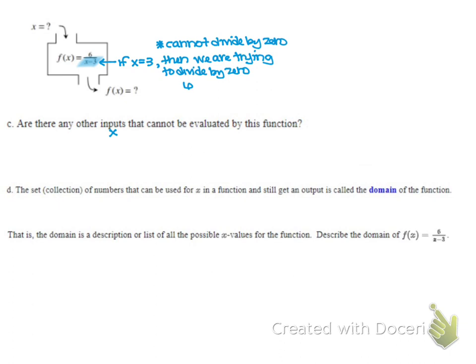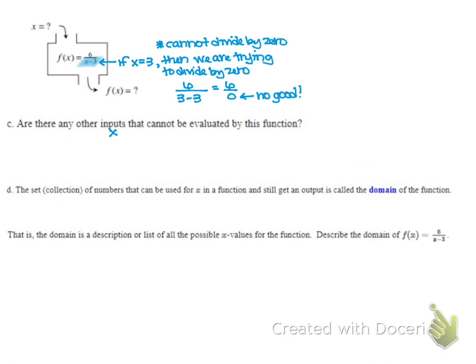Because this becomes 6 over 3 minus 3. But 3 minus 3 is 0. This is no good. We don't want this to happen because we don't know how to do this. So I guess the question is, well, C, are there any other numbers that would force us to divide by 0? Okay, so dividing by 0 is the problem.